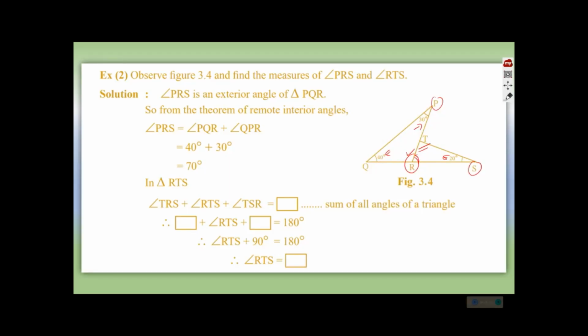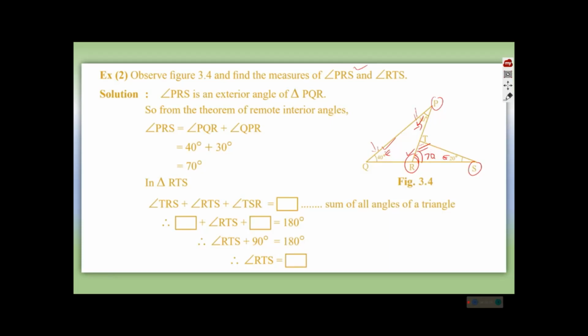But there are other ways also. The remote interior angle theorem we just now studied. So we can say that this 30 plus 40 will be equal to 70. The remote interior angle sum is equal to 70. हम लिख सकते हैं. So we got this angle. So we got PRS जो पूछा है first. Find PRS. Then हमको क्या चाहिए फिर? We need RTS, this angle.